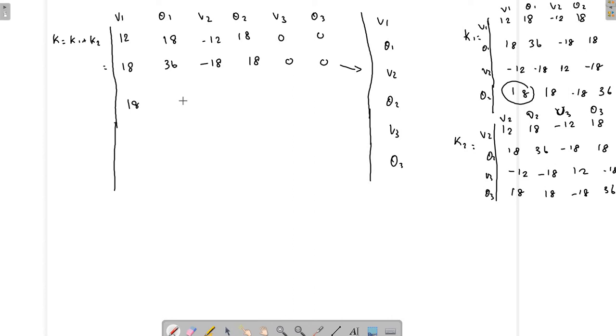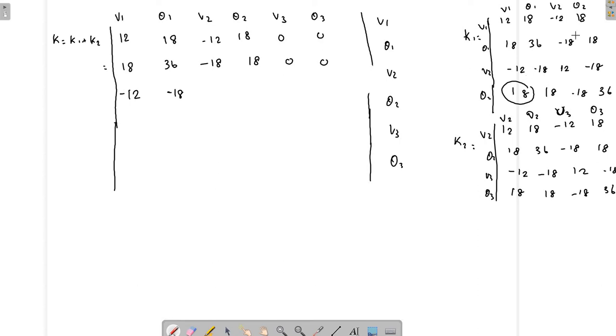Sorry, V2, we have to write for the element V2. V1 we have finished, theta 1 we have finished, V2 we have to write. So first component is V1, V2. So V1 with V2 it is minus 12. V2 with theta 1 with V2 it is minus 18.